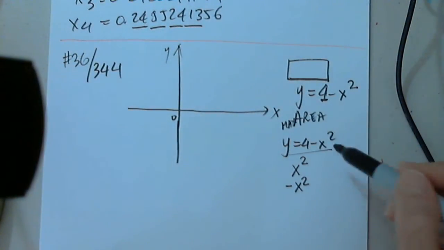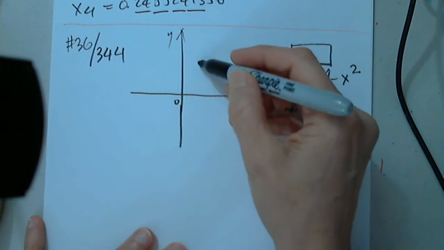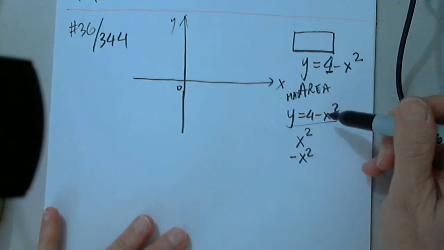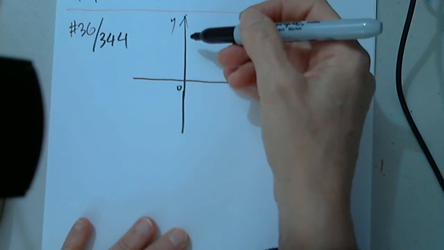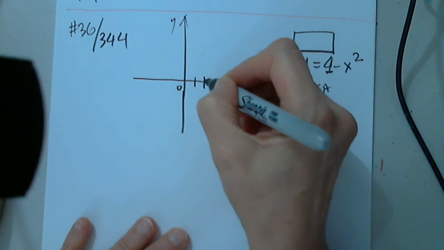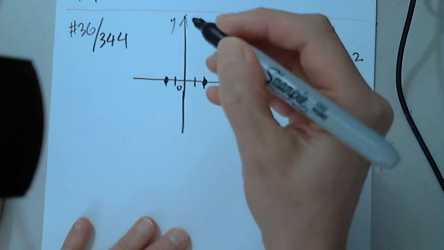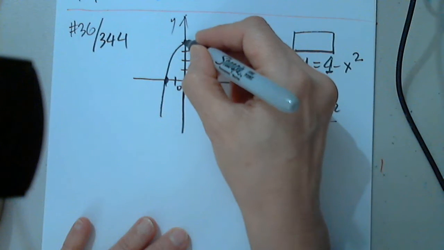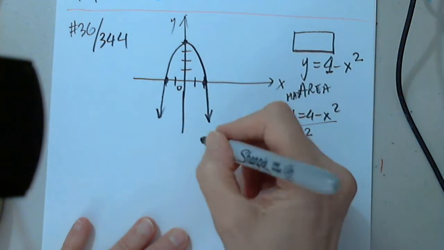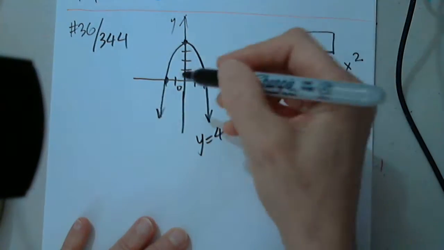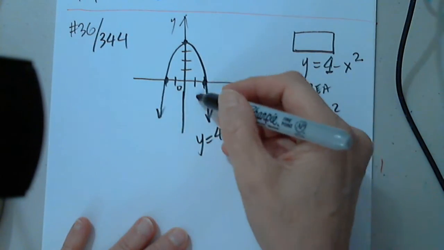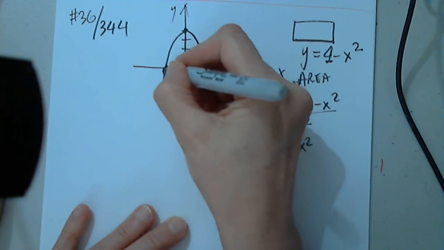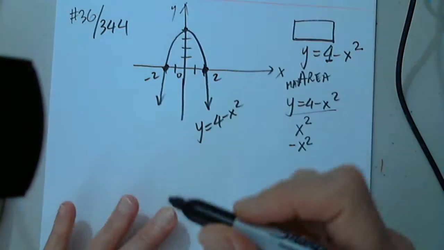So now I need to graph the parabola. I know how to graph it because this is x squared. Negative x squared is this. And 4 minus x squared is up 4. So I know that it will cross at 2 and negative 2, and going up 4. So this is the parabola y equals 4 minus x squared, or negative x squared plus 4. And I know that when I set this equal to 0, it has to cross at negative 2 and 2.